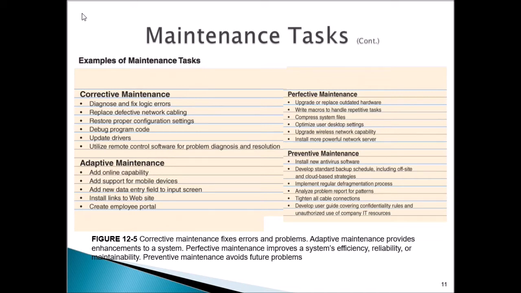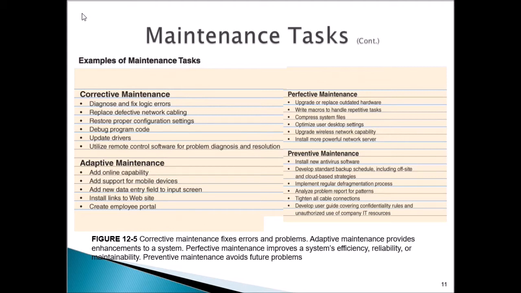Then there's adaptive maintenance. This is really adding new features to the system, new major features that have a different look and feel. Sometimes they can support new features that never might have existed before. That's known as adaptive maintenance. Some examples: adding online capability, adding support for mobile devices, adding a new data entry field to an input screen, installing links on a website, and maybe creating a portal of some kind.